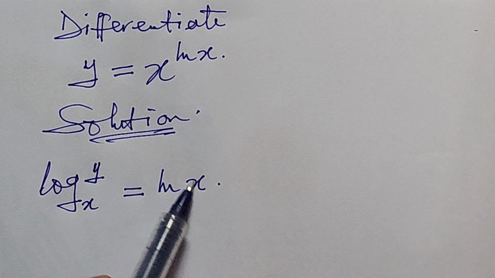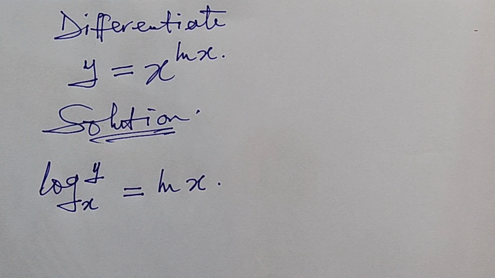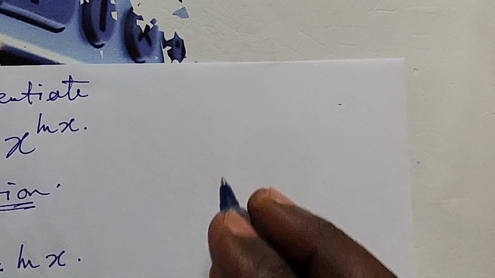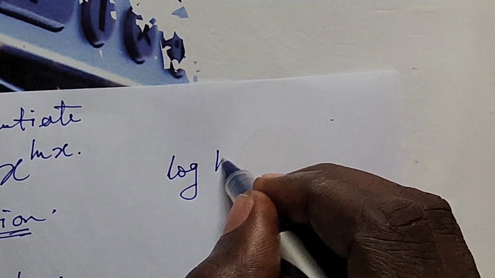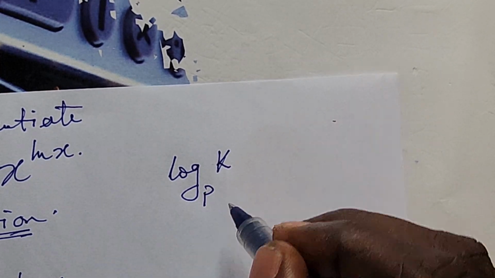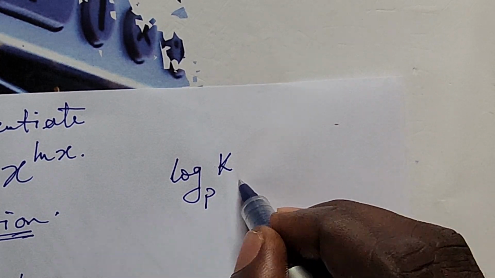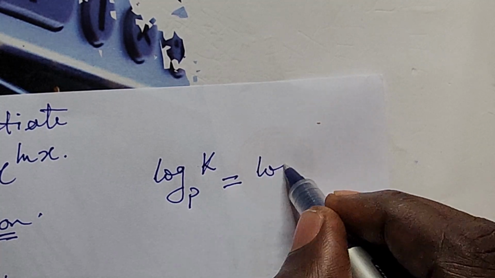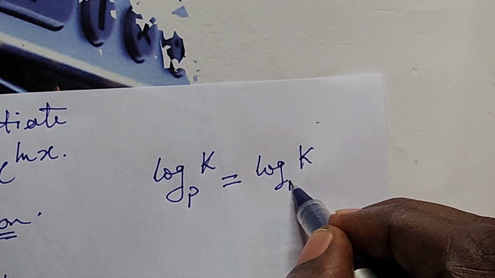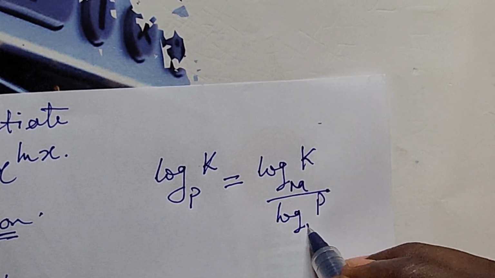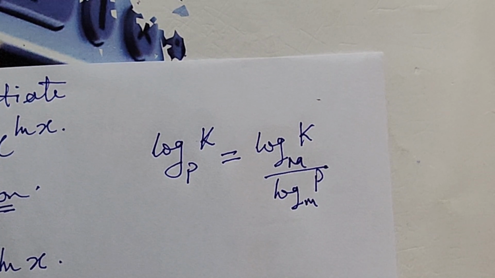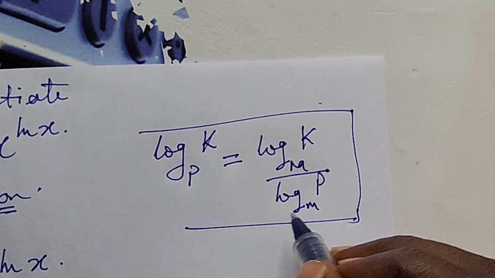So what we have here now is the same thing as this. Now look at this. This is to base x. We have to apply the change of base law, which says that if you have, let's assume, log k base p, we can change this to base m. This will give us log k base m, all over log p base m. You remember this law?